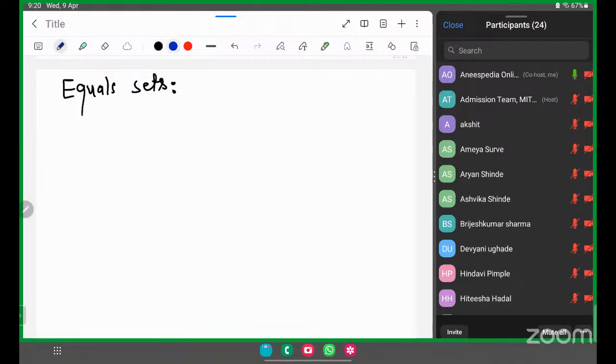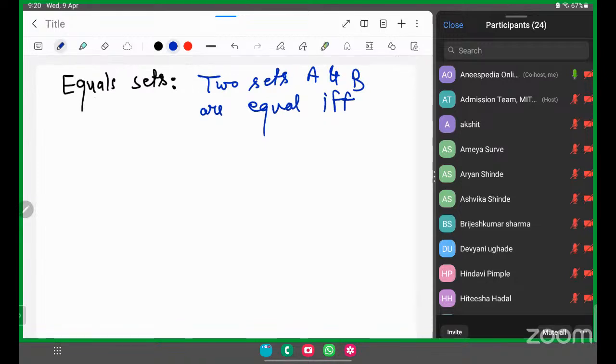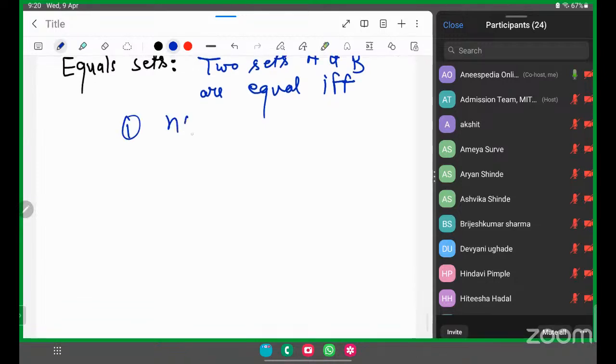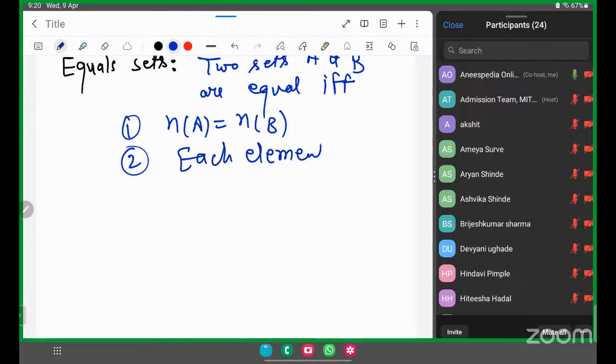Equal sets. Let's say we have two sets A and B. These two sets A and B are equal if and only if first their cardinal number is same, and second each element has to be exactly same. Or in simple words, if two sets have exactly same elements, then they are said to be equal sets.